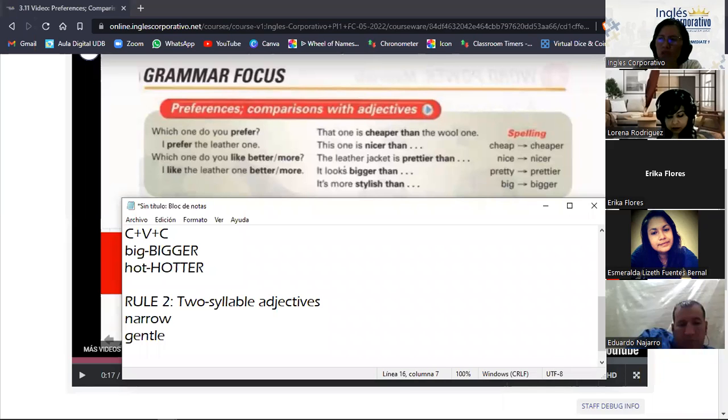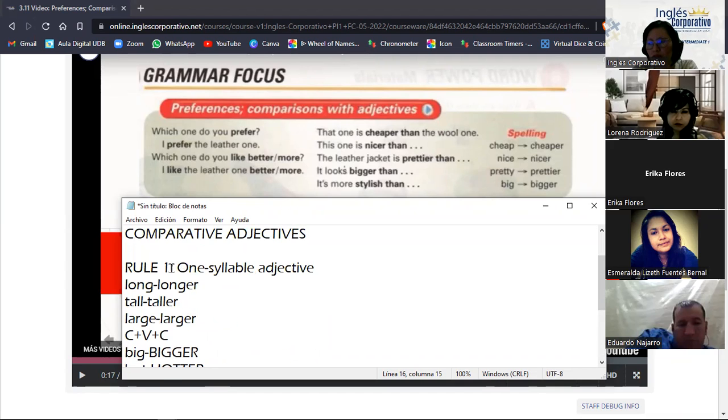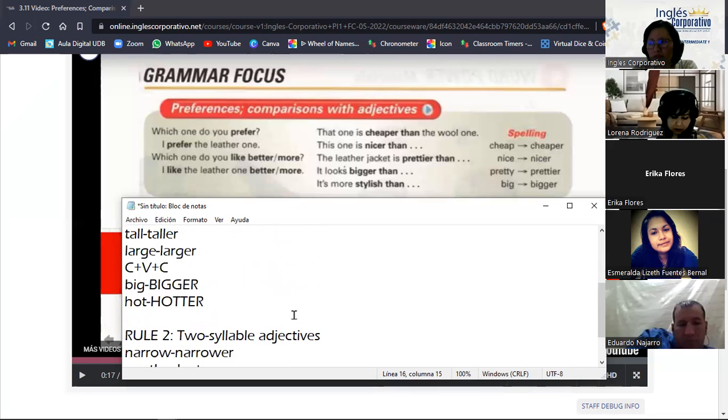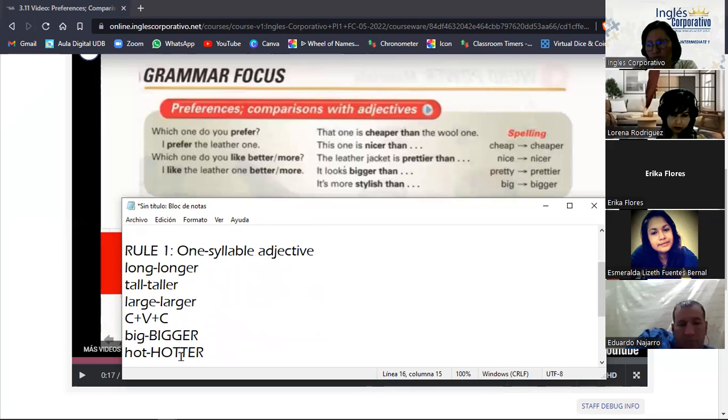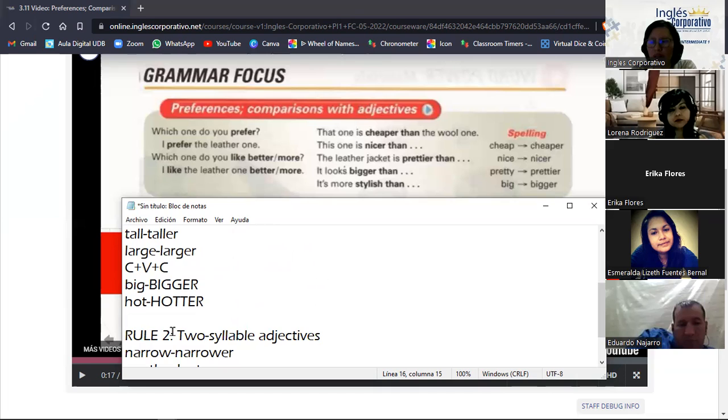Etc. Cuando tengo más de una sílaba, voy a hacer lo mismo, ¿verdad? Si tengo dos sílabas, solo voy a agregar ER, y si termina en E, R. Ok, entonces si tengo narrow, it's going to be narrower, right? Si tengo gentle, that's going to be gentler, right? Entonces, cuando los adjetivos son monosílabos o tienen más de una sílaba y terminan en consonante, agregamos ER. Pero si terminan en la letra E, como ya tenemos una E, solo agregamos R.